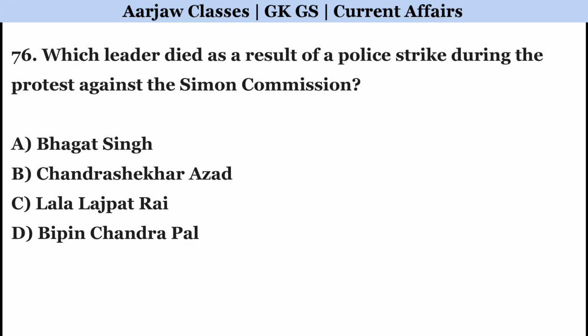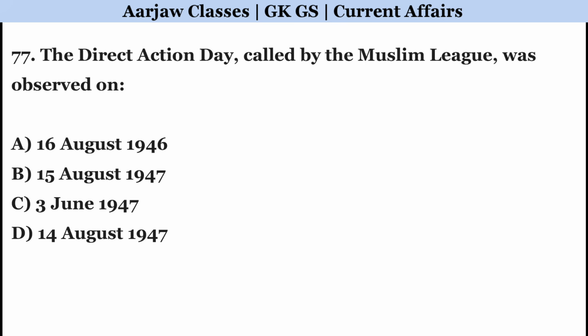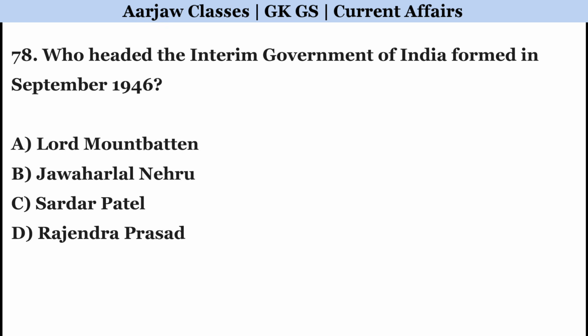Which leader died as a result of a police strike during the protest against the Simon Commission? Correct option is C. Lala Lajpat Rai. The Direct Action Day called by the Muslim League was observed on. Correct option is A. On 16th August 1946. Who headed the interim government of India formed in September 1946? Correct option is B. Jawaharlal Nehru.